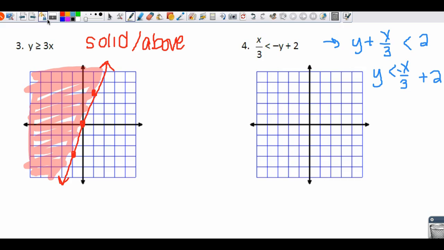Yes. So negative x over 3, is that the same thing as negative 1/3 x? Yes. Yep. So my y-intercept is 2. And yes, you could rewrite it almost like this. That's your slope. So then that means I go down 1 and over 3, or up 1 and left 3. This is less than, so it's dashed and below.